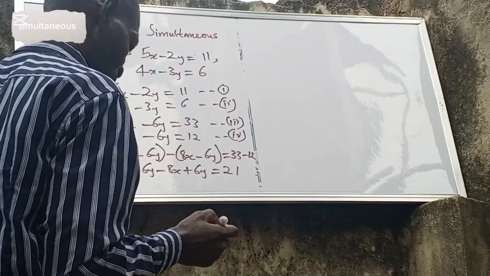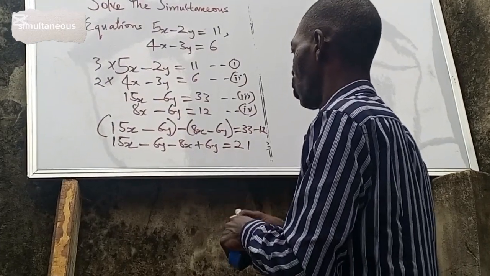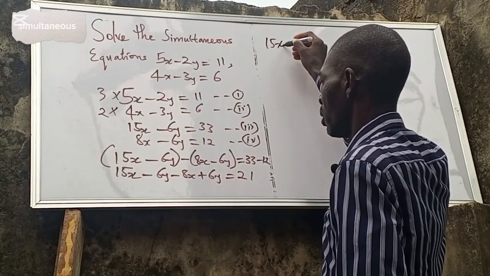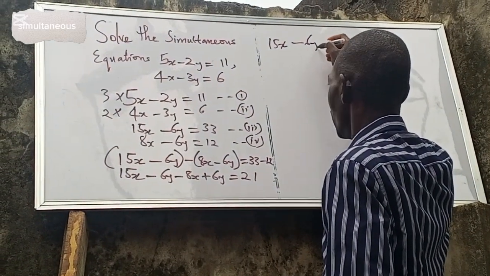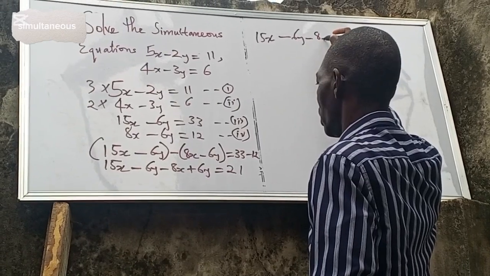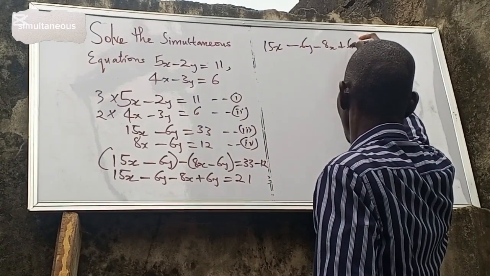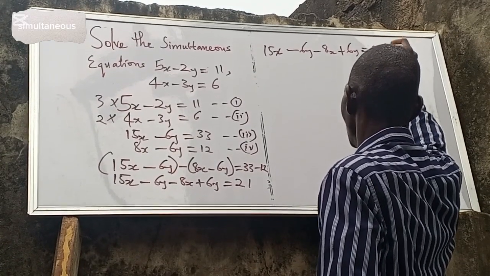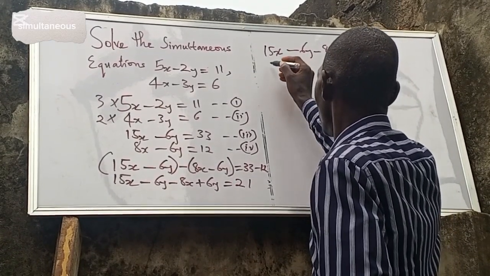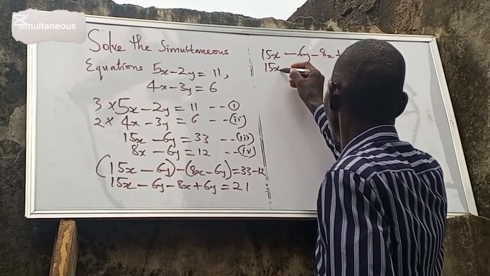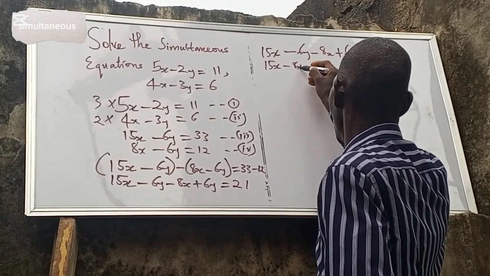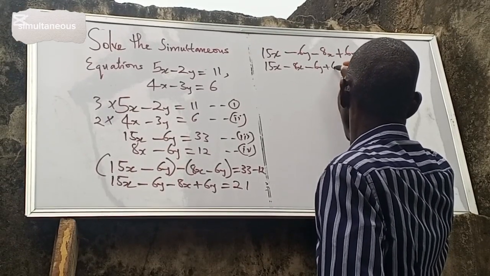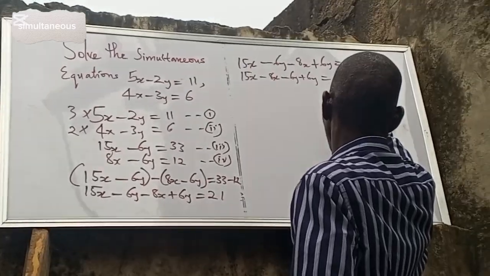Are you following? So we have 15x minus 6y minus 8x plus 6y is equal to 21.